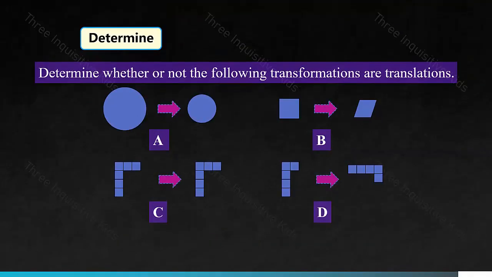Determine whether or not the following transformations are translations. A is not a translation. B is not a translation. C, yes, it is a translation. It's being moved from the left to the right. And D is not a translation. A and D are actually other transformations in geometry, but we haven't learned about them yet. A, I'll give you a quick preview, is something called a dilation. D is something called a rotation.